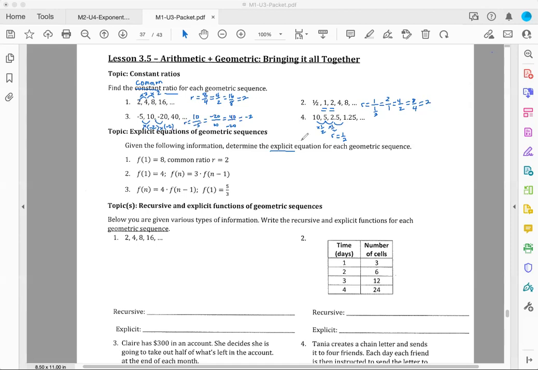And it's good on the quiz or a test or even homework to highlight, you know, determine the explicit. This is what we're being asked to do, right? So we want the explicit. We know the common ratio is 2, the first term is 8. So explicit goes like this: f of n equals f of 1, which is 8, multiplied by what? Multiplied by 2 to the n minus 1.